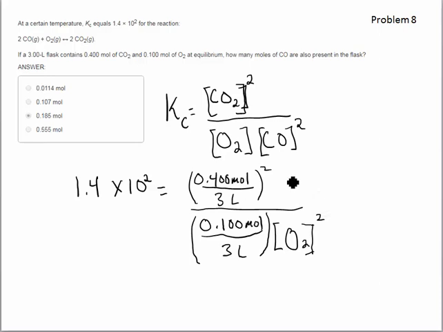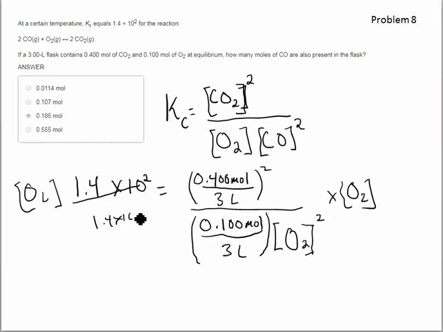And so we just have to do a little rearrangement. So we're going to multiply both sides by O2 concentration, and then we're going to divide both sides by this 1.4 times 10 to the 2. That allows us to cross that out, and it solves for our O2 concentration. And now the trick here is that this is going to give us a concentration of O2. Now this is a little tricky, right? Because we've got to do some manipulations here before we get to our answer.